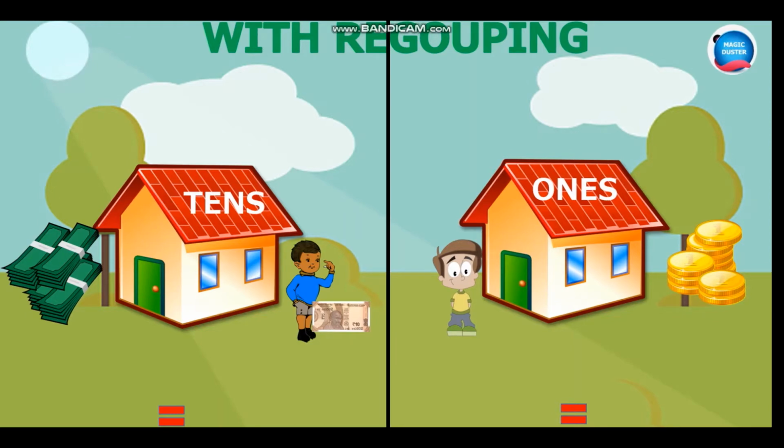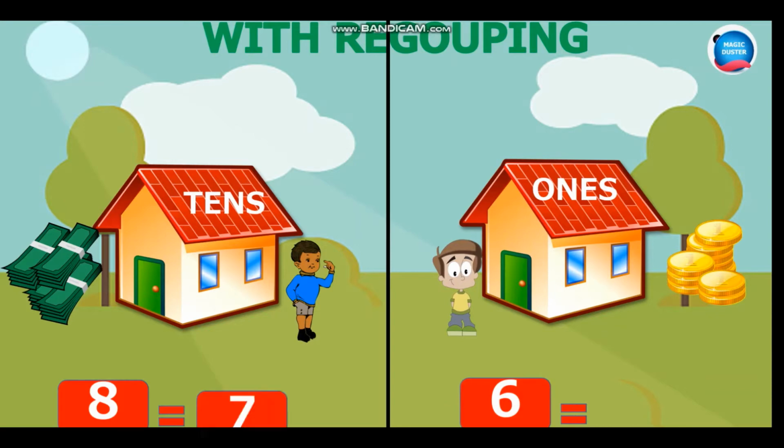So what happens? Already he had 8 currency notes. If he gave one note to the ones, it will reduce to 7. And our ones already had 6 coins. If he got 10 more rupees, he has to add the 6 to the 10. So how much amount does he have now? 16. So this is what we are going to do in subtraction.